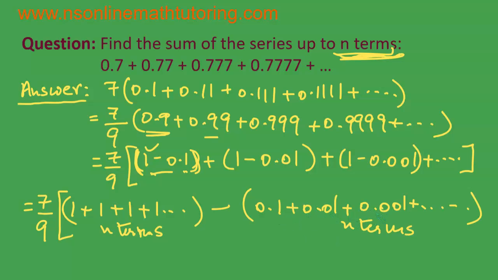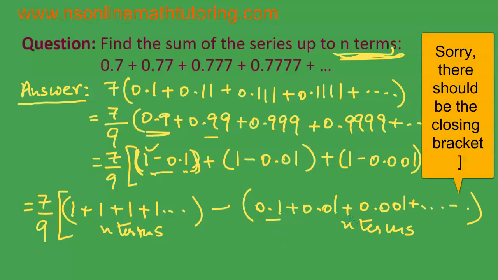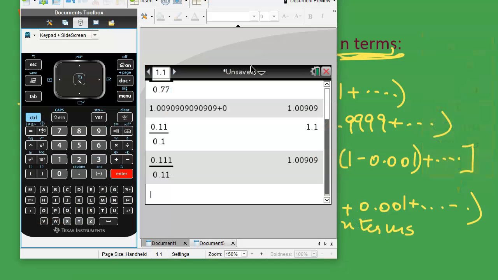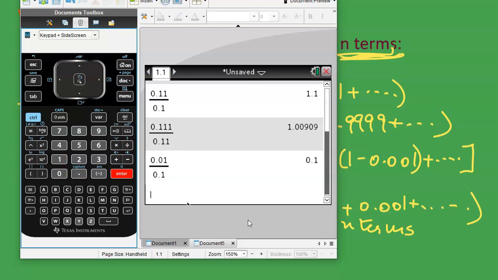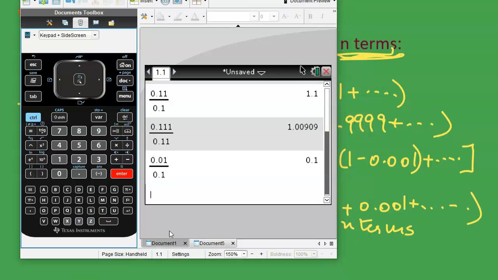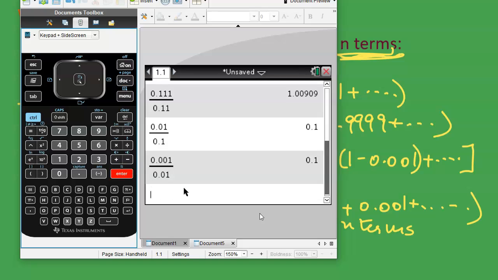this is a geometric series with the first term as 0.1. And what is the common ratio? Let me show you what is the common ratio. It is 0.01 divided by 0.1. It is 0.1. See the next two terms, 0.01 and 0.001. So we take 0.001 divided by 0.01. Again, you see, you get the same common ratio.